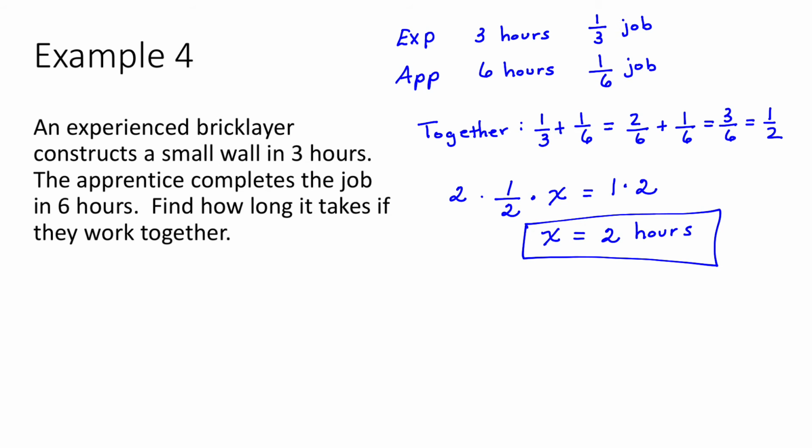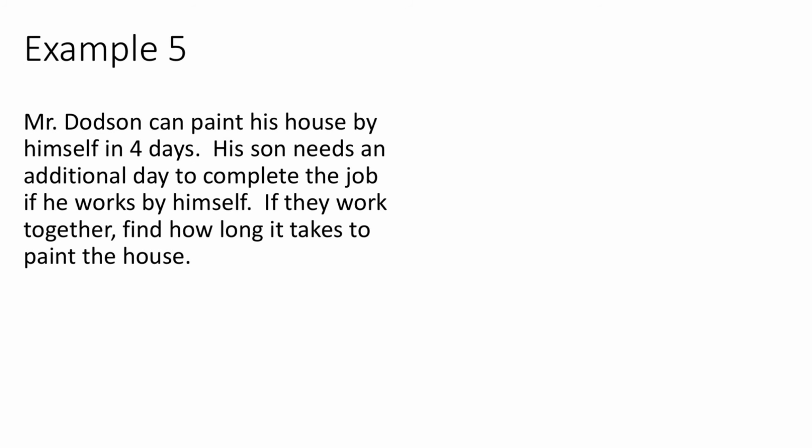Let's try a similar problem. In this one, it says Mr. Dodson can paint his house by himself in 4 days. All right. Mr. Dodson. So he takes 4 days to complete the job, and that means that he's going to get 1/4 of the job done every day.